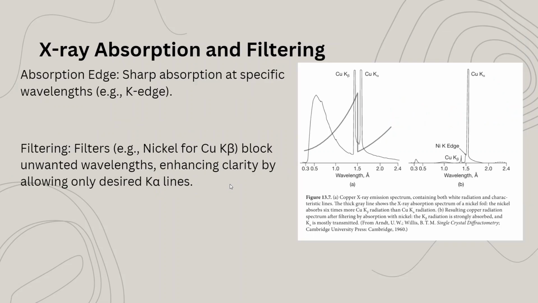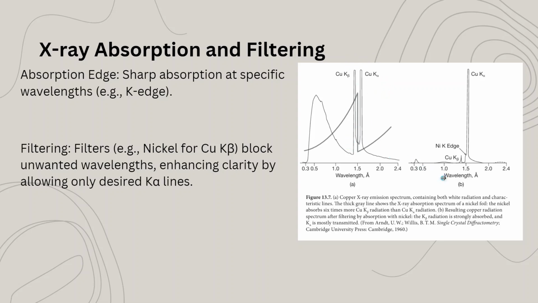X-ray absorption and filtering. Absorption energy: sharp absorption at specific wavelength. So this is the copper X-ray emission spectrum, containing both wide radiation and characteristic radiation. We can see that this is the wide radiation and that is characteristic. There are spikes here, copper alpha and copper beta.